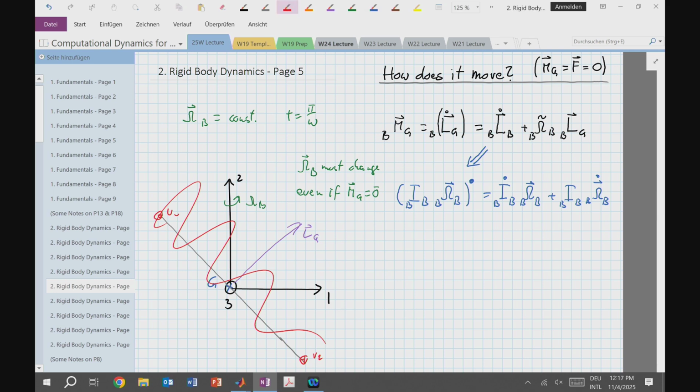And now comes the reason why we do everything in body-fixed coordinates. Body-fixed coordinates are annoying because you have to remember to use the transport theorem. If I had written I here, this would be okay, but I wrote B, so I have to compensate for the motion of the coordinate system. But what's the big advantage now?